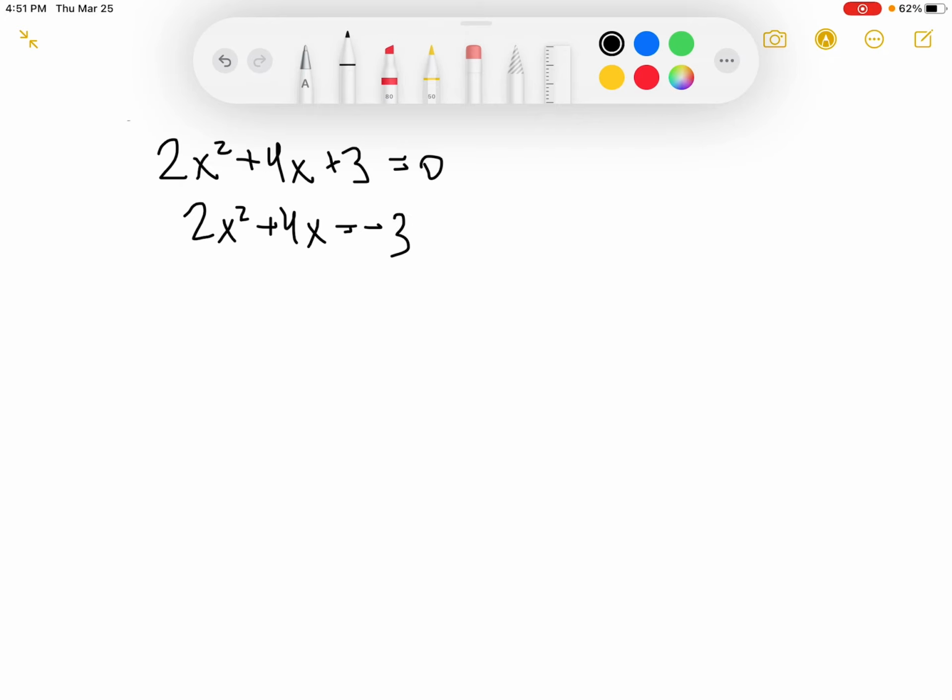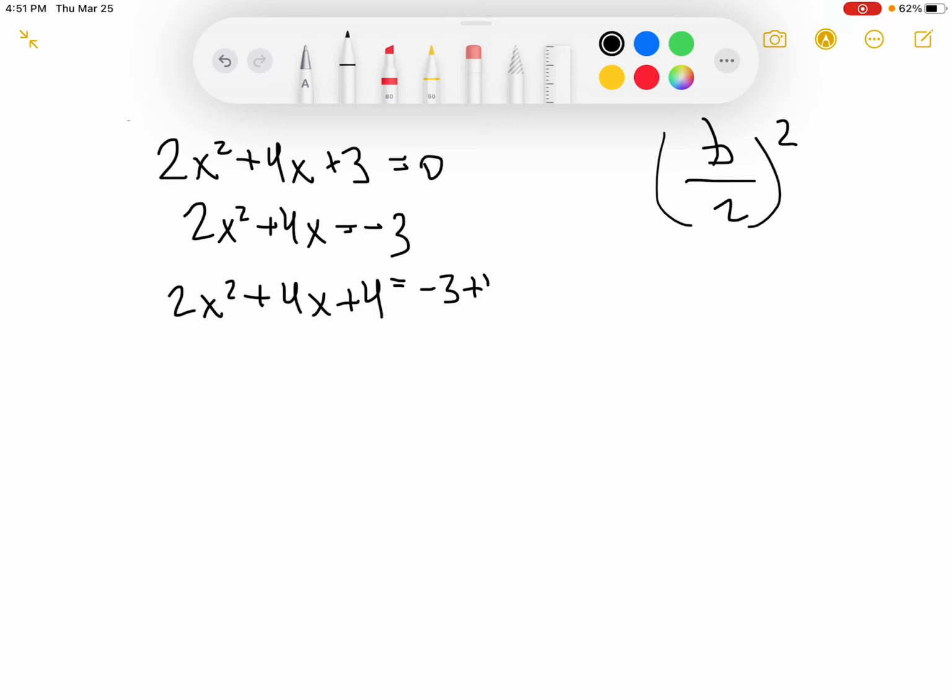Then we take B, which is 4, and you do B divided by 2, squared. 4 divided by 2 is 2. 2 squared is 4. So that number that we use, you add to both sides. So this side and this side. So now we have 2x squared plus 4x plus 4, and then negative 3 plus 4.